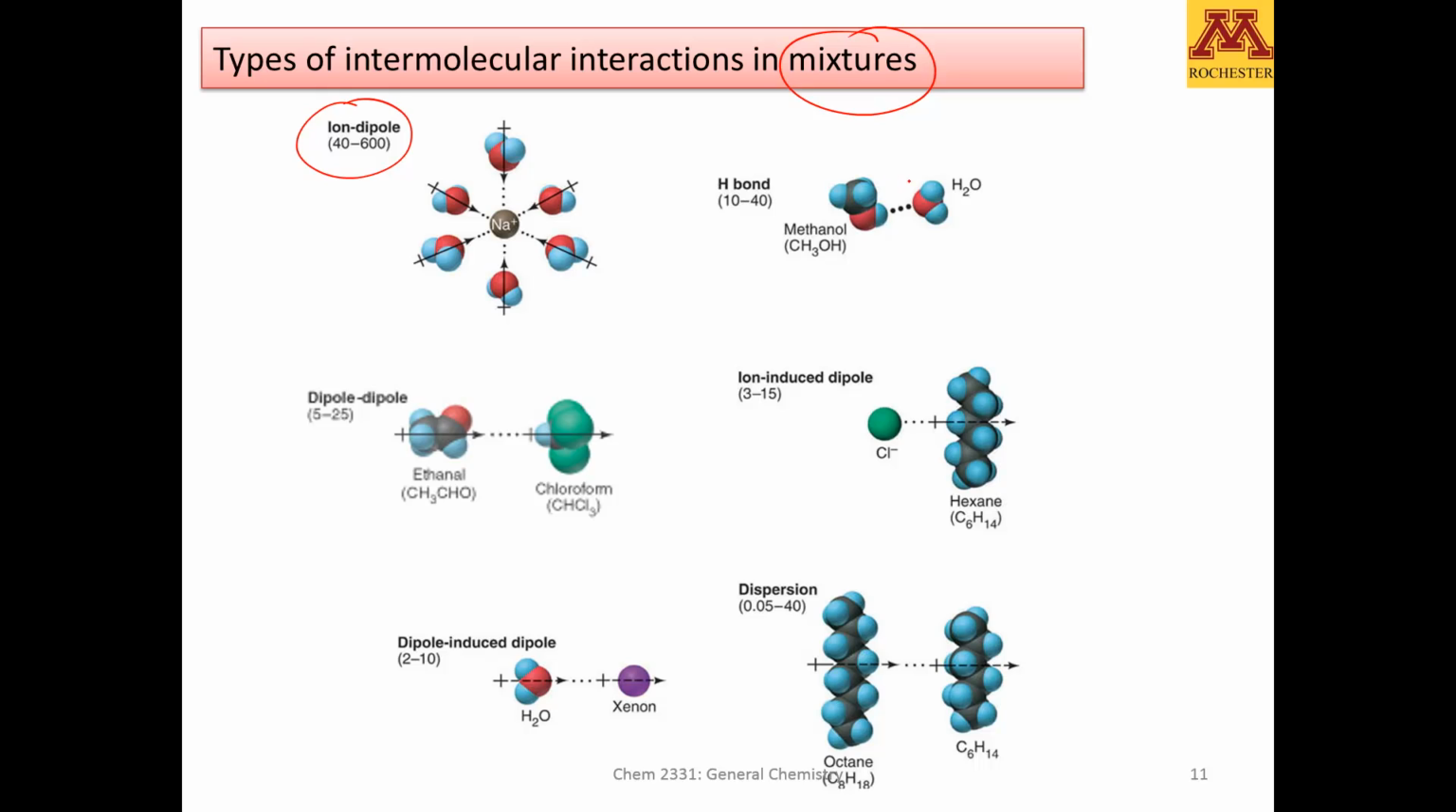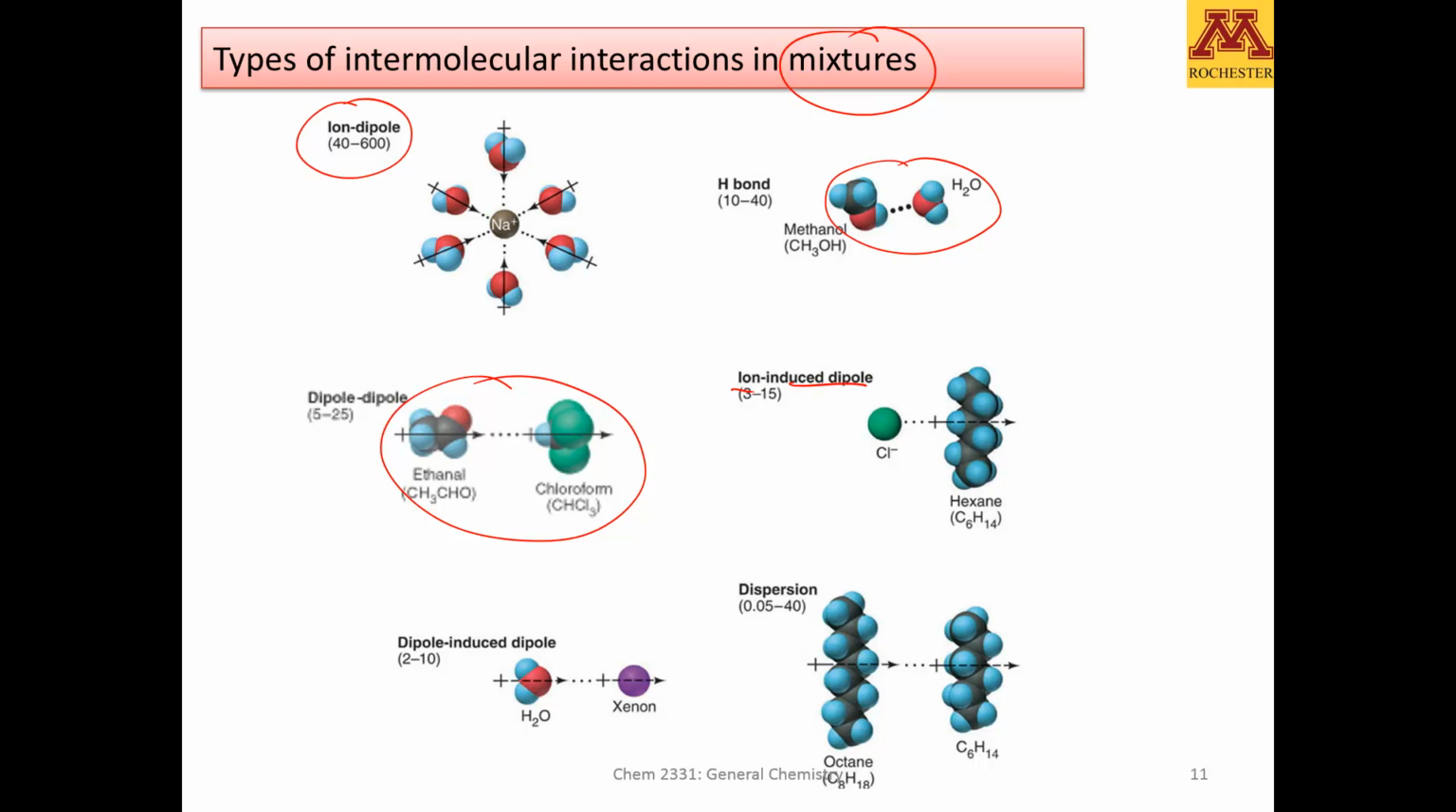Another kind is when you have hydrogen bonds among two different molecules that can offer hydrogen bonds. The dipole-dipole interaction can also be present among two molecules that have dipole-dipole interactions, even though those are two different molecules. And now let's see. Once you have something like a chloride ion and hexane, you have an ion-induced dipole.